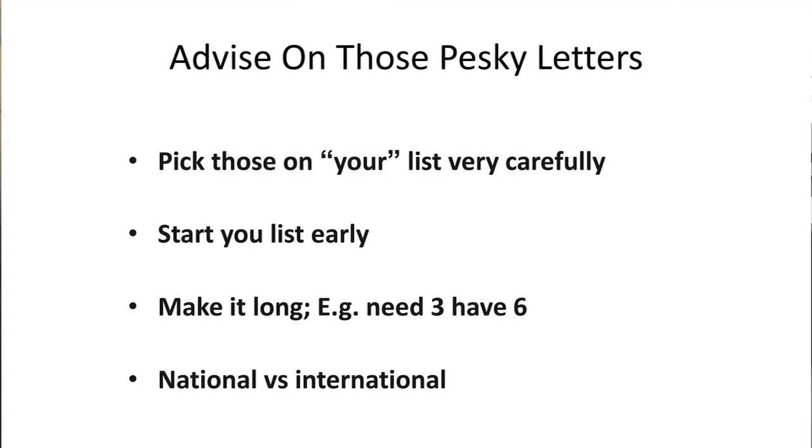So arm's length is important. Yeah, because at the end of the day, that's something the provost looks at, I do know that. And committees really look at it. If it's a slam dunk, it's not so much of a problem. But if it's a little bit borderline, then the letters become front and center. Pick those on your list very carefully. Start early, make it long. Need 3, have 6, I'd go to 8.